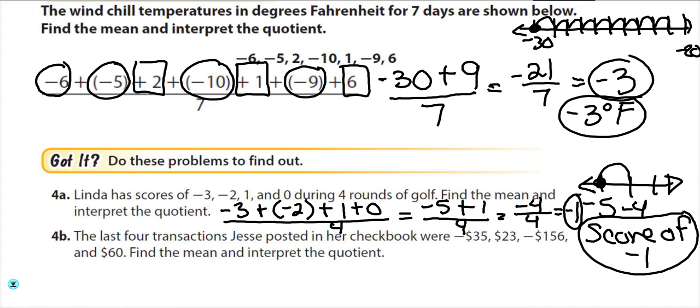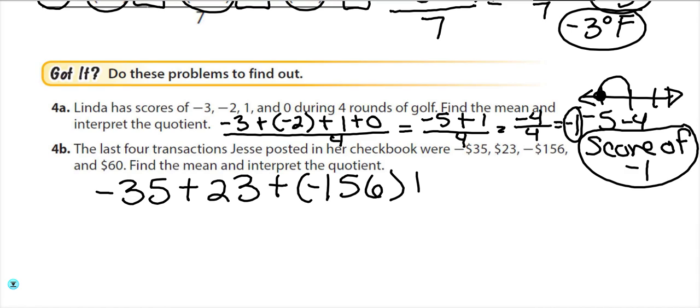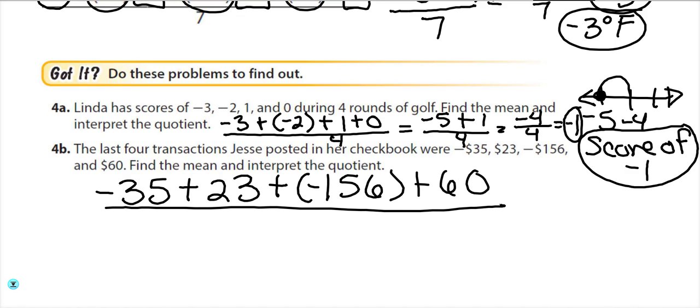All right, let's take a look at 4B. It says the last 4 transactions Jessie posted in her checkbook were negative 35, 23, negative 156, and $60. So find the mean and interpret the quotient. Let me scoot down just a little bit here. Got more room down there. Okay, so we have negative 35 plus 23 plus negative 156 plus 60. And then there were 4 transactions, so it goes over 4.